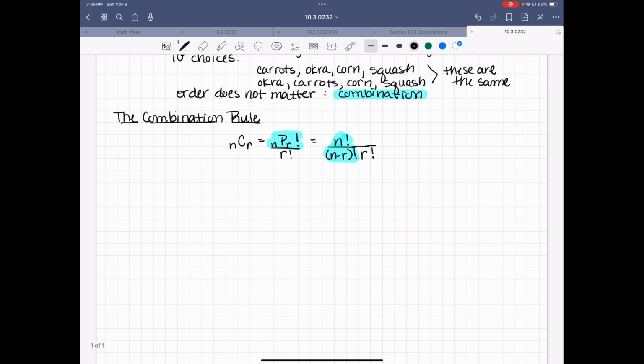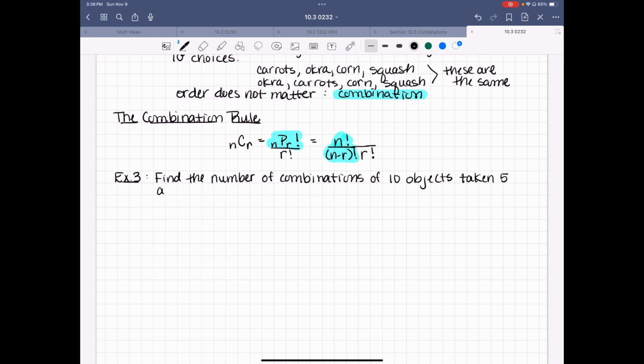So let's look at example 3, and we are going to actually work it out mathematically in example 3 first, and then I'll show you how to do it on your calculator. So we have: find the number of combinations of 10 objects taken 5 at a time.